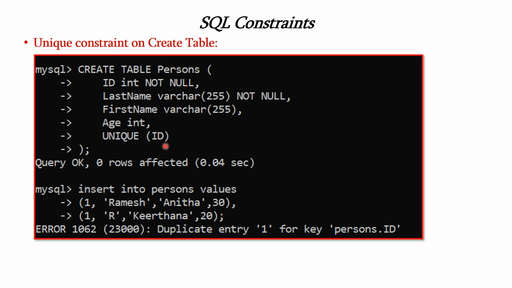After this table is created, let us try to insert values into the table. So here we are inserting 2 rows. We have mentioned 1 for both the first row as well as the second row for ID. Since the unique constraint is enforced for ID, it should not accept duplicate entries. If we execute this query, we can see that we have an error, that is duplicate entry 1 for key persons.id. So we are not able to insert the duplicate values because the unique constraint is enforced for the column ID. So this is the purpose of the unique constraint.